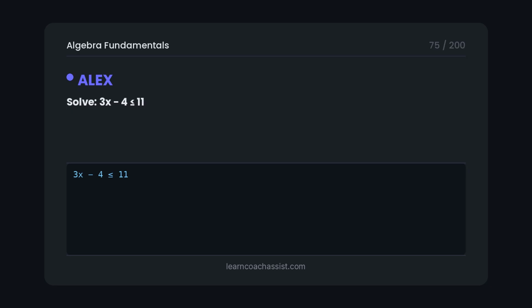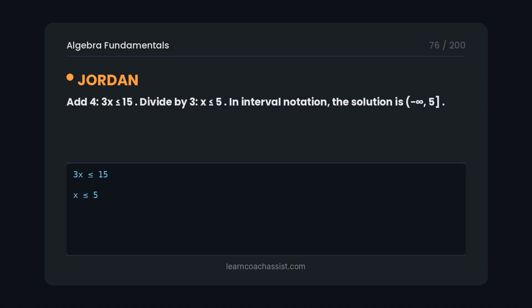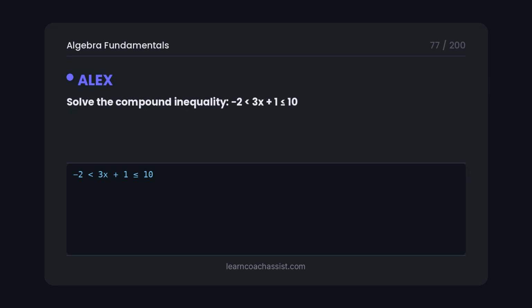Solve 3x − 4 ≤ 11. Add 4: 3x ≤ 15. Divide by 3: x ≤ 5. In interval notation, the solution is (−∞, 5]. Solve the compound inequality: −2 < 3x + 1 ≤ 10.